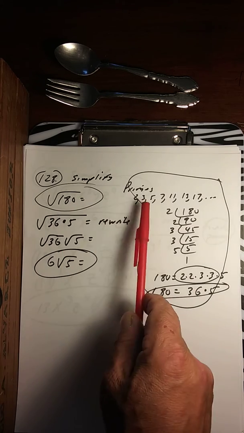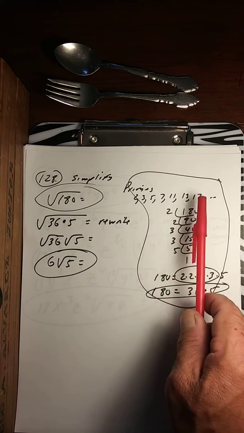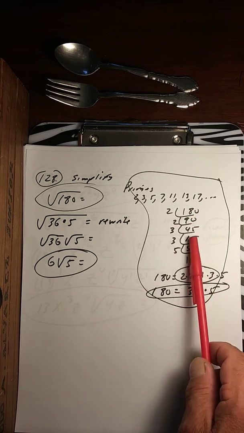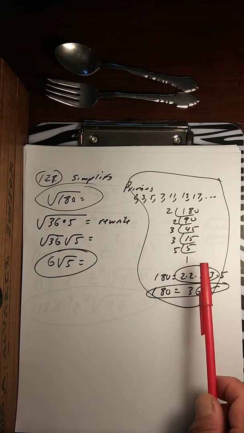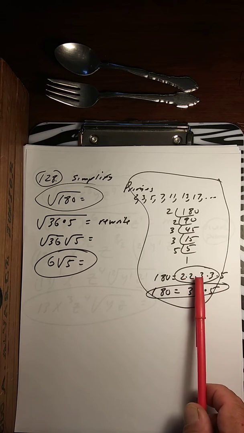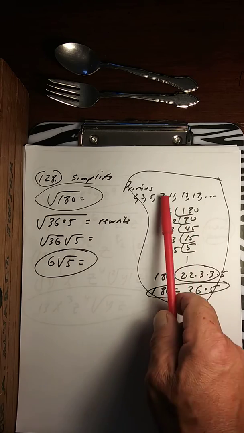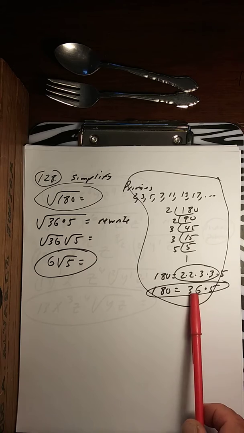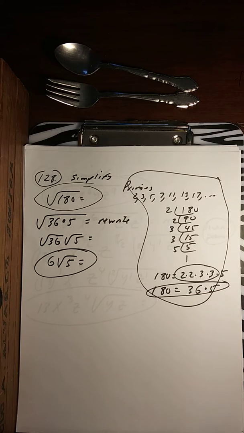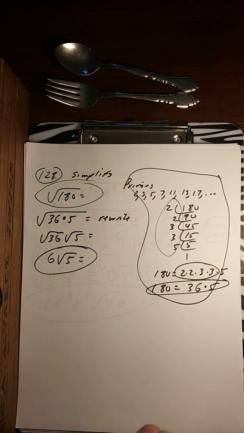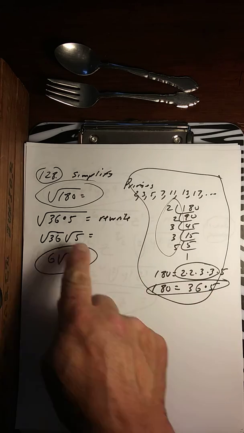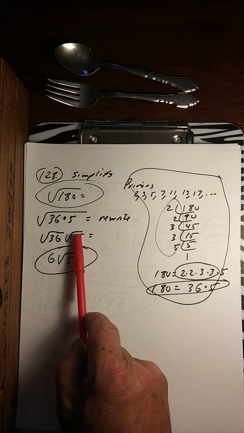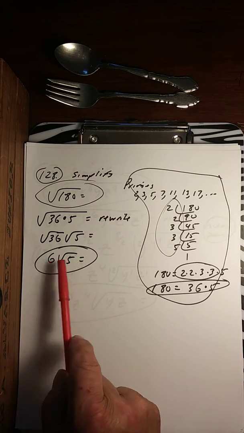So now this one: square root of 180. Prime numbers: 2, 3, 5, 7, 11, 13, 17. So 2 divides it to give 90, 2 divides that to give 45, 3 divides that to give 15, 3 divides that to give 5, and 5 divides that once. 180 is 2 times 2 times 3 times 3 times 5. 2 times 2 times 3 times 3 is 36, so I'm going to rewrite this as 36 times 5. The square root of 36 is 6, and the square root of 5 we leave alone. So 6 square root of 5.